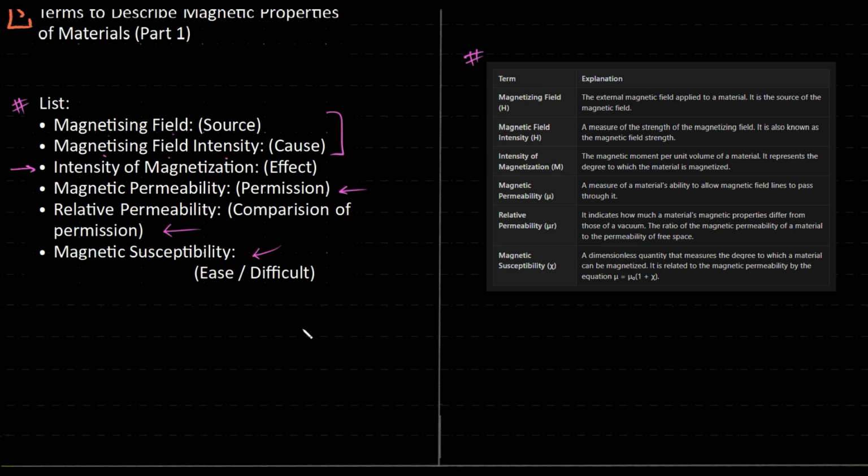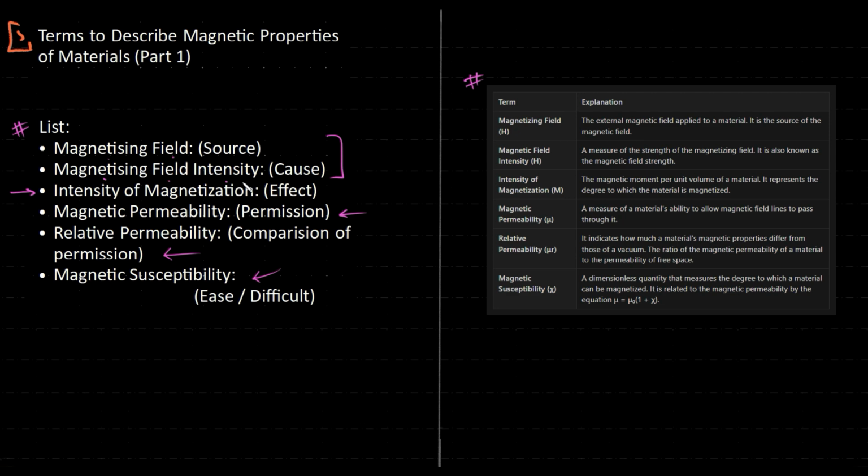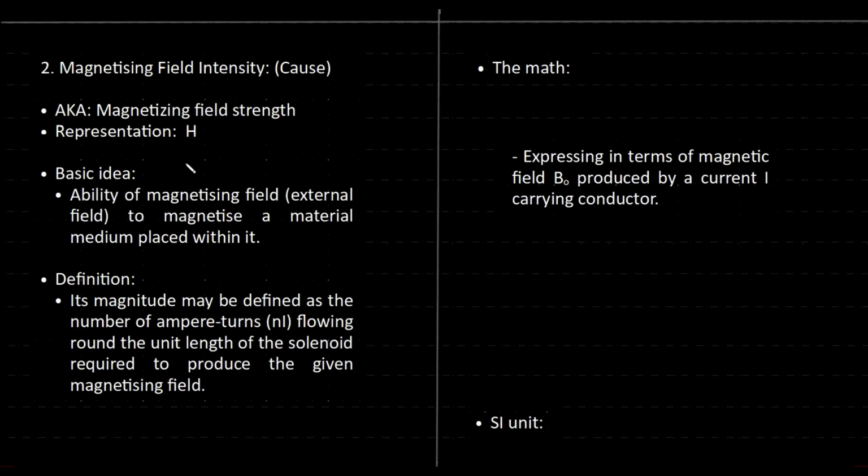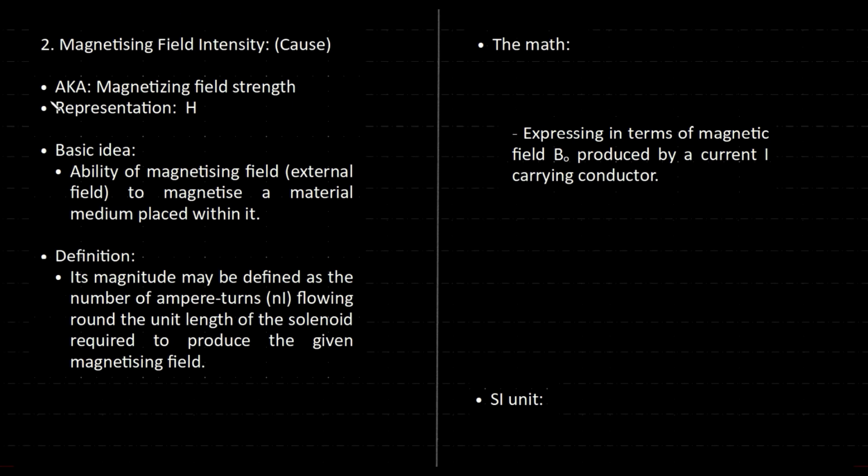So let's start off with the second point, magnetic field intensity. Magnetizing field by default is the source. It's just telling, okay, this is the cause, nothing else. Magnetizing field intensity has to be dealt with in detail. You can describe it as the ability of the magnetizing field to magnetize a material medium placed within it. It's about the strength.